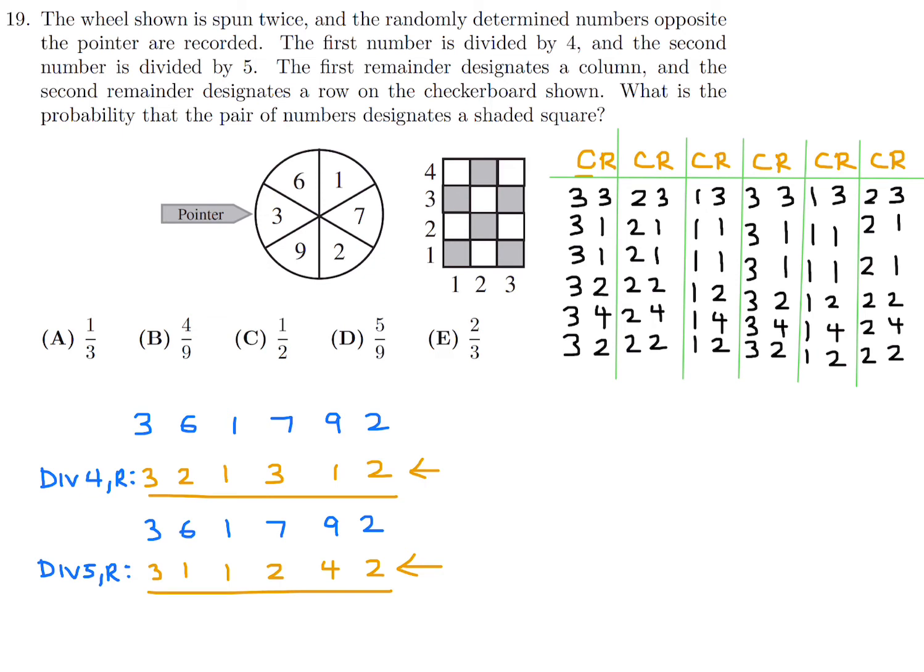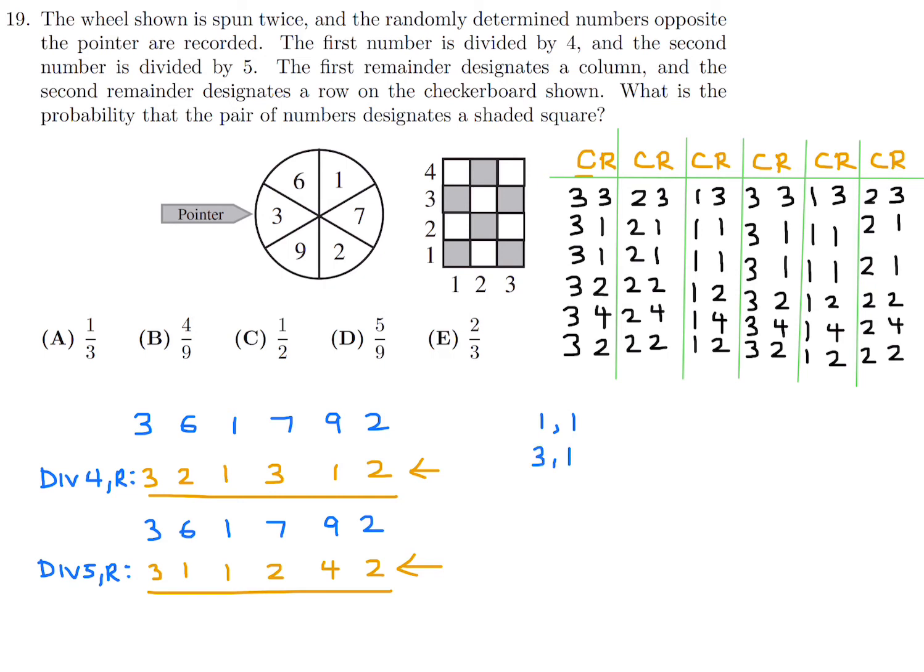Now I've got to turn my attention to the shaded squares. What are the coordinates for the shaded square? So this first one, for example, for the column is 1, and for the row is 1. Remember, these are the columns, these are the rows. The next shaded one is there. That's 3 for the column and 1 for the row.